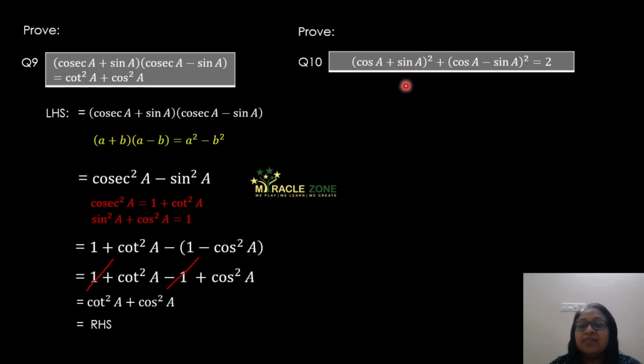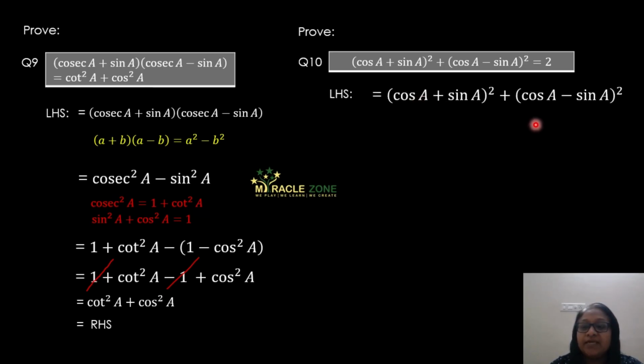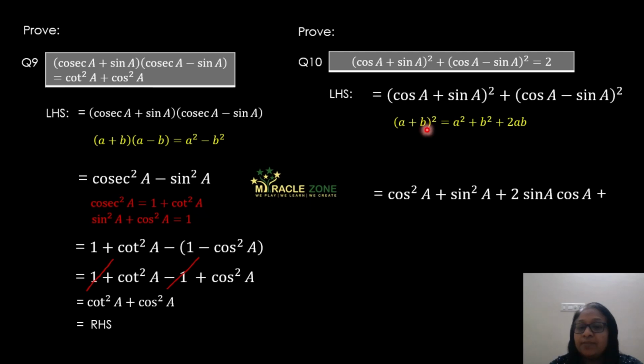(Cos A plus sin A) the whole square plus (cos A minus sin A) the whole square equals 2. Let's take the LHS. The first one, (cos A plus sin A) the whole square, is in the format of (A plus B) the whole square. What is (A plus B) the whole square? It is A square plus B square plus 2AB. So we can write it as cos square A plus sin square A plus 2 sin A cos A.